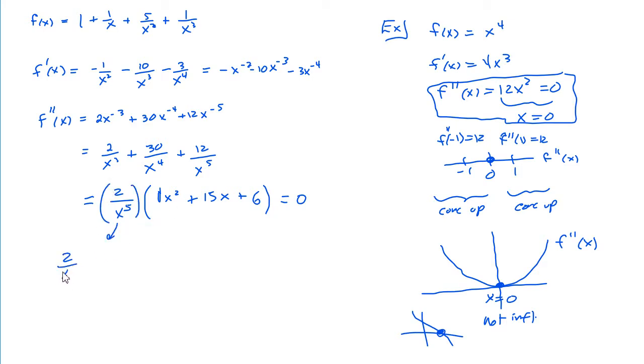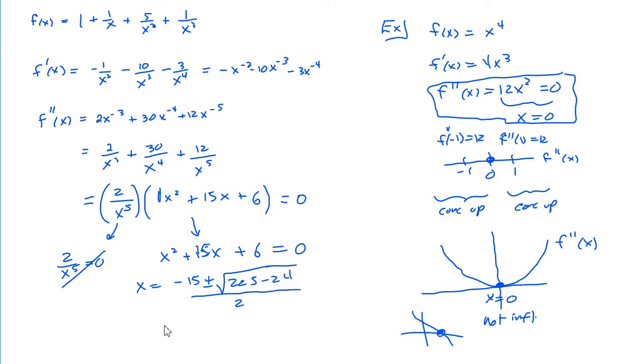So 2 over x to the 5th equals 0 has no real number solution. And then we've got x squared plus 15x plus 6 equals 0. Sorry about that, I've got to order a new pen for my writing pad. So we're going to have to use the quadratic formula on that. We're going to have x equals negative b plus or minus root of b squared minus 4 times a times c, all over 2a. So that's going to be negative 15 plus or minus root of 201 over 2. I can't really reduce that at all, unfortunately.